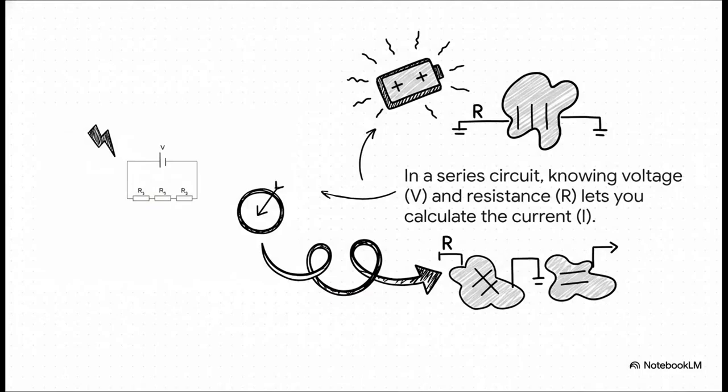And this is where it becomes so practical. Imagine you're building a circuit. You know you have a 9-volt battery, and you know the resistance of the parts you're using. But how much current is actually going to be flowing through it? Well, you don't have to guess. Ohm's law, I equals V divided by R, gives you the exact answer. This is absolutely fundamental for designing electronics that actually work the way they're supposed to and don't catch on fire.